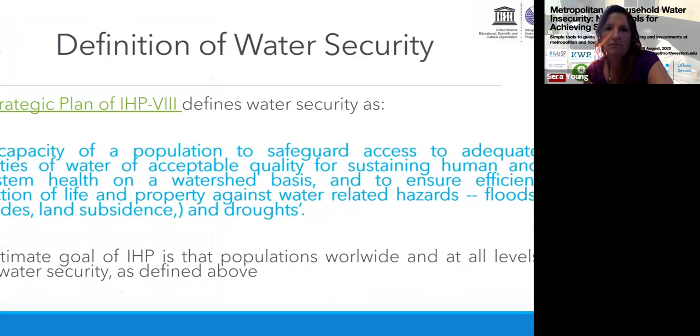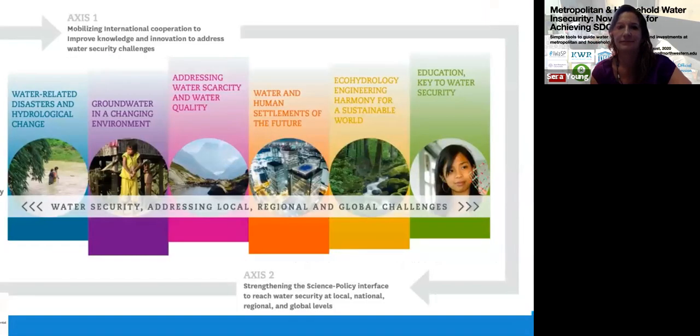But why UNESCO and what is water security? Water security is the capacity of a population to safeguard access to adequate quantities of water of acceptable quality for sustaining human and ecosystem health on a watershed basis, and to ensure efficient protection of life and property against water-related hazards. This is also the core of UNESCO's 8th strategic framework, where we look at water security in issues of water-related disasters, groundwater, water quality and water scarcity, water for human settlements, eco-hydrology and water education.